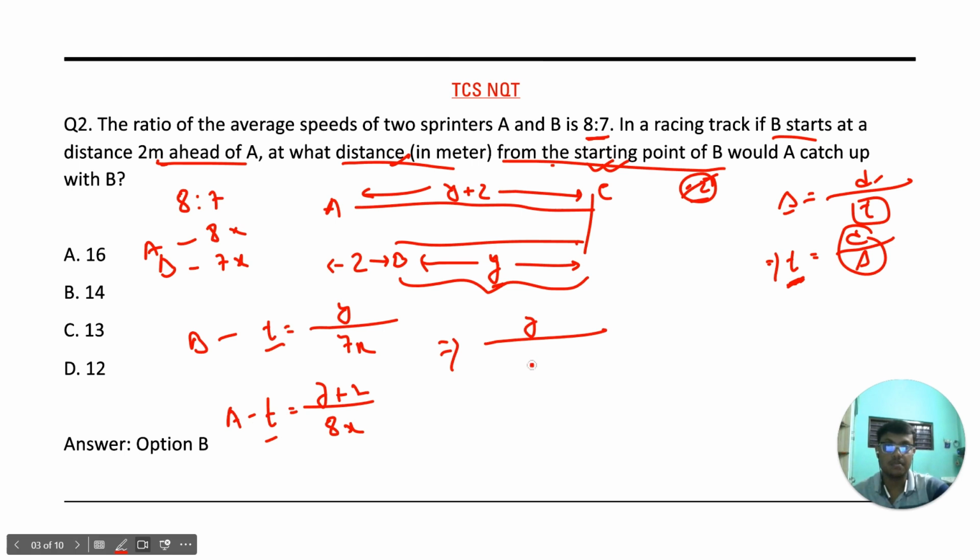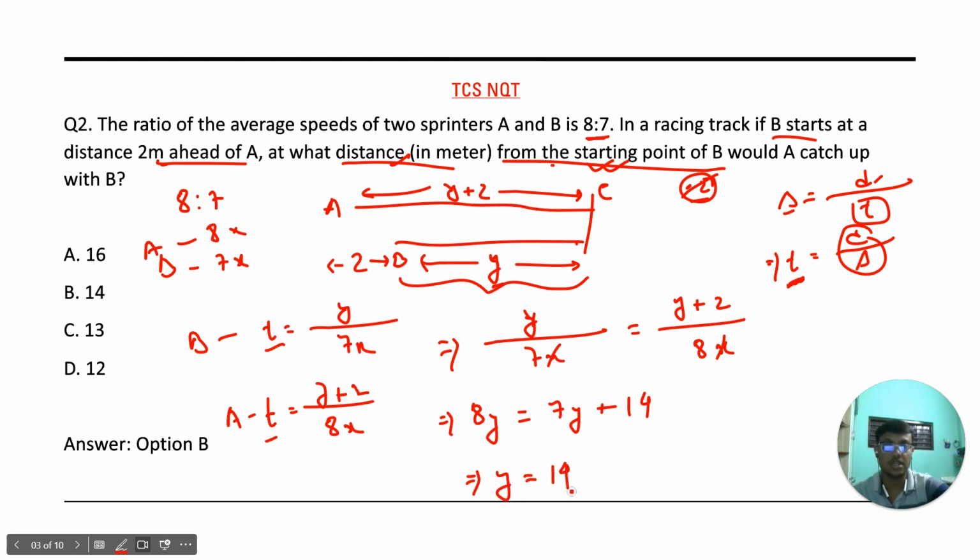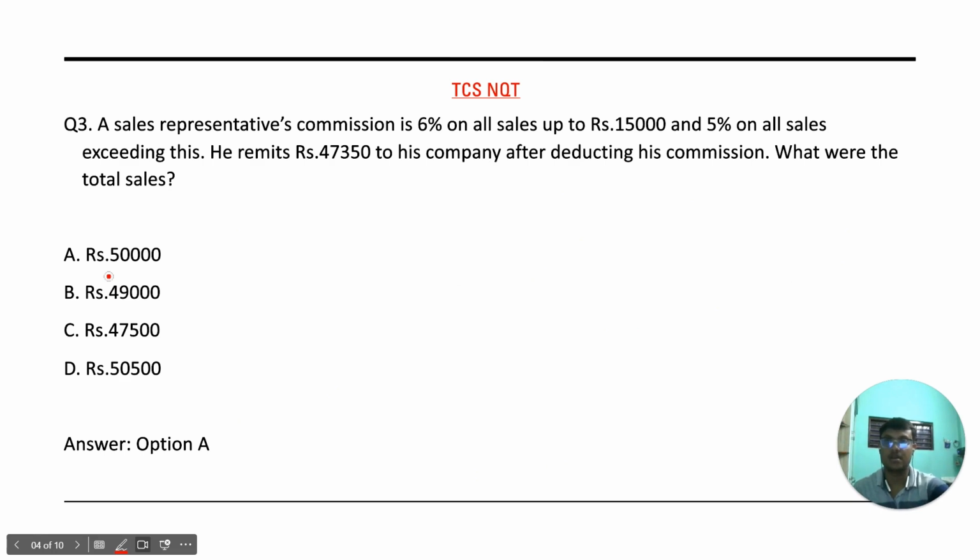So we can write y by 7x equal to y plus 2 by 8x. x would be cancelled from both sides. After cross multiplying, we get 8y equal to 7y plus 14, which implies that y equal to 14. So our required answer is 14 meters, which is option B. Hope you all got the logic. Let's move on to our next question.